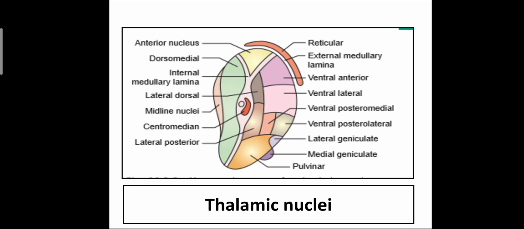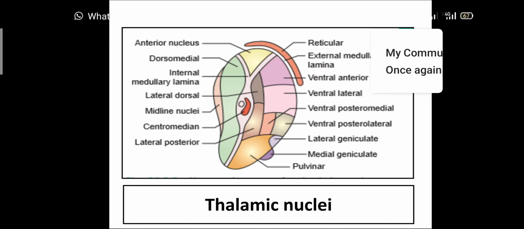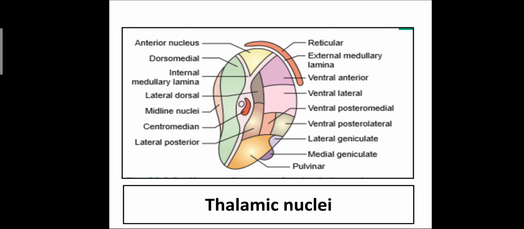So this is the figure showing the various nuclei: anterior nucleus, dorsomedial, intermedullary lamina, lateral dorsal nucleus, midline nucleus, centromedial nuclei, lateral posterior nuclei, reticular, extramedullary lamina, ventral anterior, ventral lateral, ventral posteromedial, ventral posterolateral, lateral geniculate body, medial geniculate body and pulvinar nuclei.